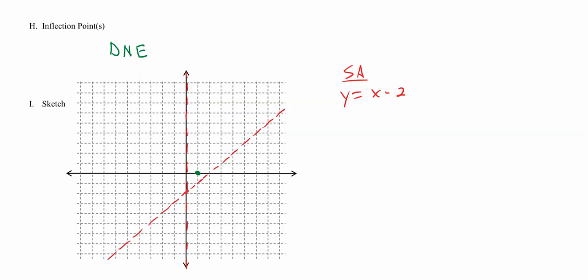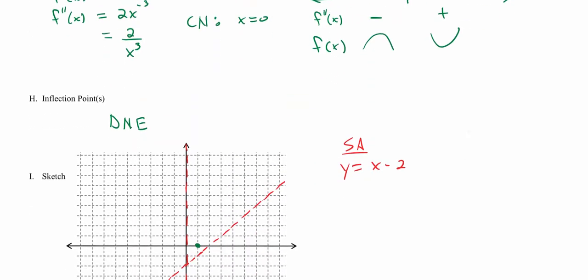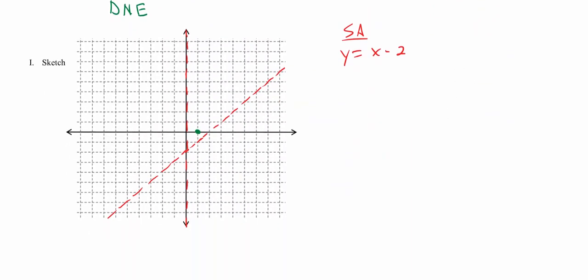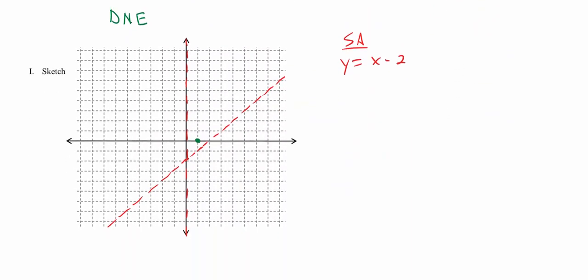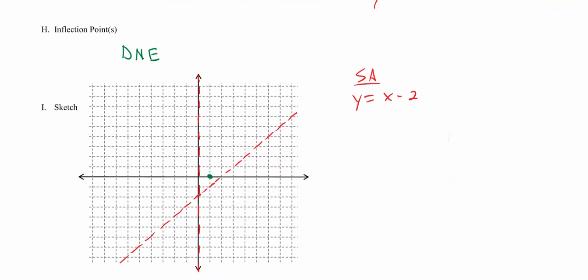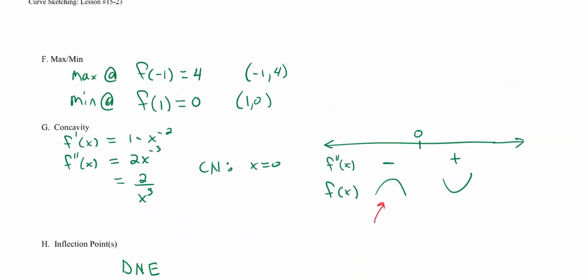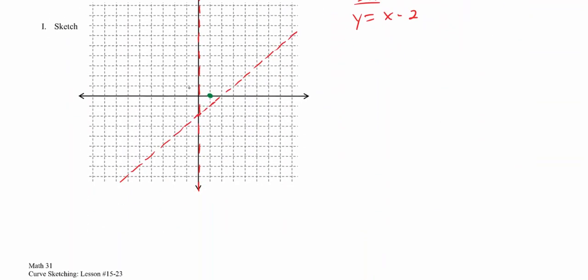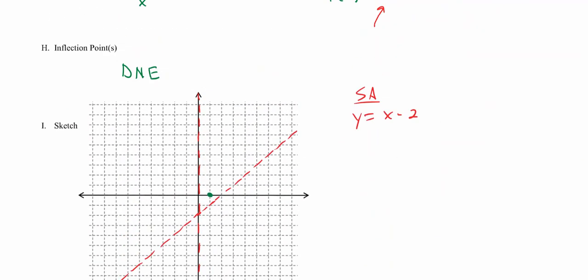Okay, what else do we know? Well, we know there's no inflection point. We know that it's going to be concave down on the left side of 0. We also should look at our minimum and our maximum. So we know that we have a maximum at -1 comma 4. What was it? -1 comma 4.